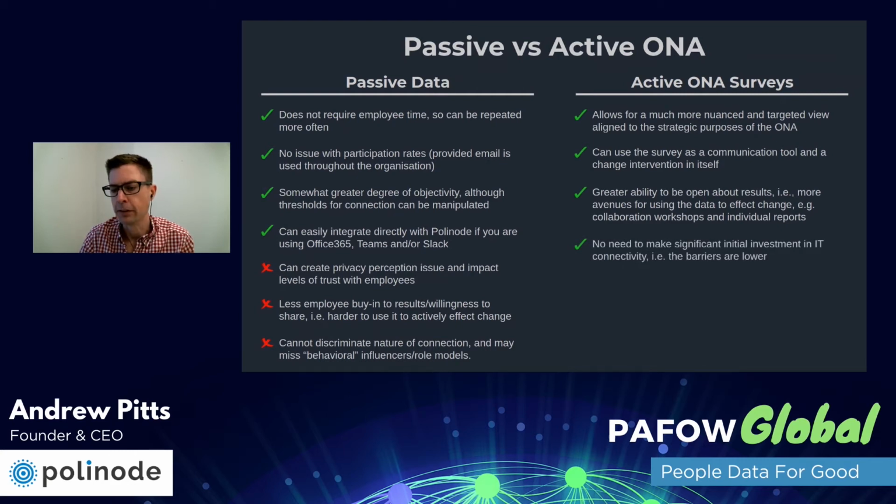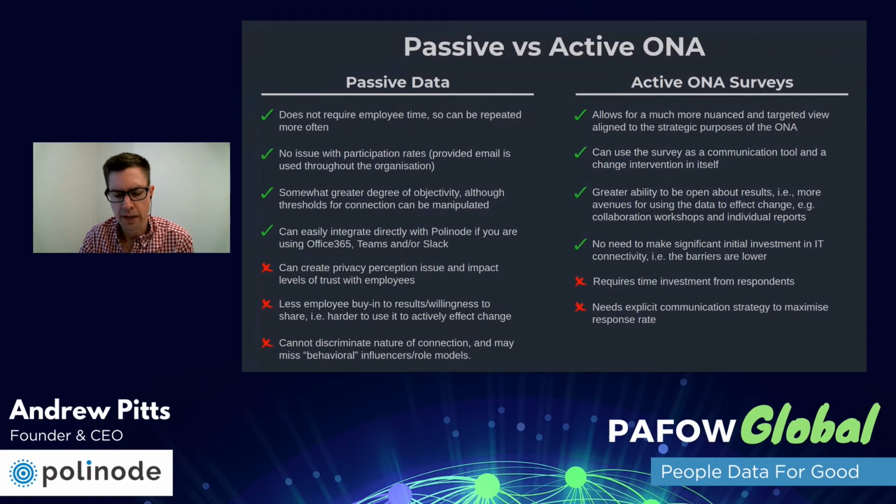There's no need to make a significant investment in terms of IT connectivity. This relates to the point I was making about information security and privacy. There's typically a process that needs to be gone through, and asking people to self-report relationships means that it's easier to navigate through that with active ONA than passive ONA. But it does require a time investment from respondents, and we know that people are typically time constrained, so we need to be aware of that. And you do need an explicit communication strategy to maximize the response rate.